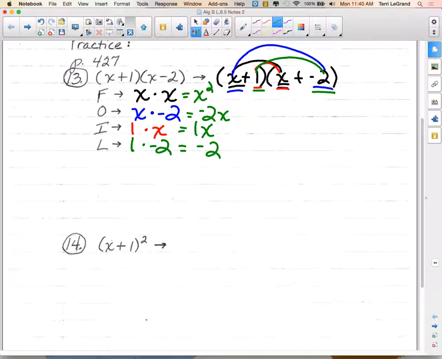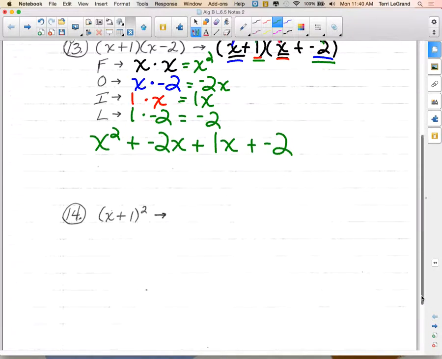So we now have an addition problem. I want you to bring it down like this: x squared plus negative 2x. We have to add all of our multiplications together. So our 4 products that we got become an addition problem. All of those products have to be added together.